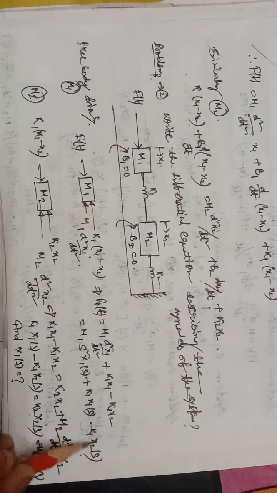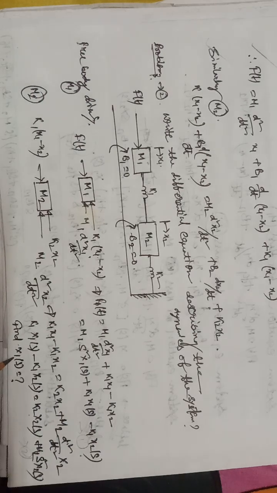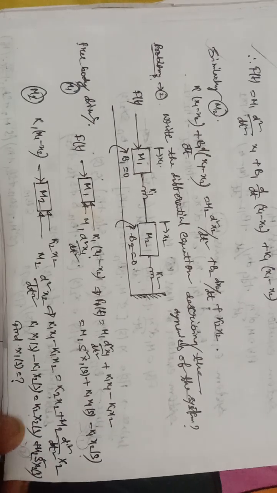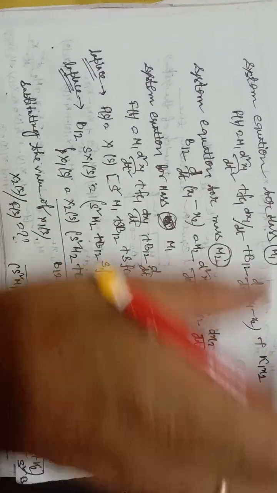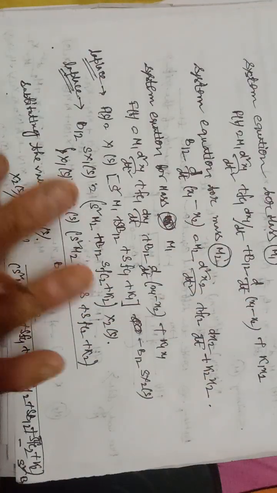So from this equation, we already found x1(s) from equation 2. Now this x1 value you have to substitute into equation number 1. Then you have to find the transfer function, look here, X2(s) by F(s). So this is the given, or required, transfer function.